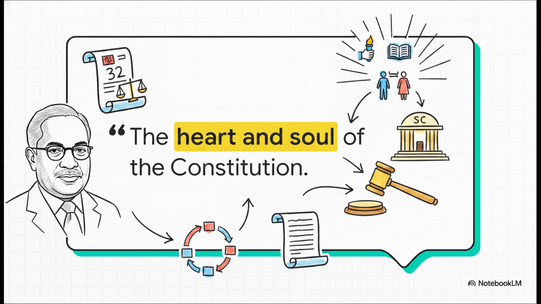Why did he call it that? Well, rights are basically meaningless if you don't have a way to enforce them. Article 32 empowers citizens to go straight to the Supreme Court if their fundamental rights are violated, allowing the courts to issue formal written orders called writs.